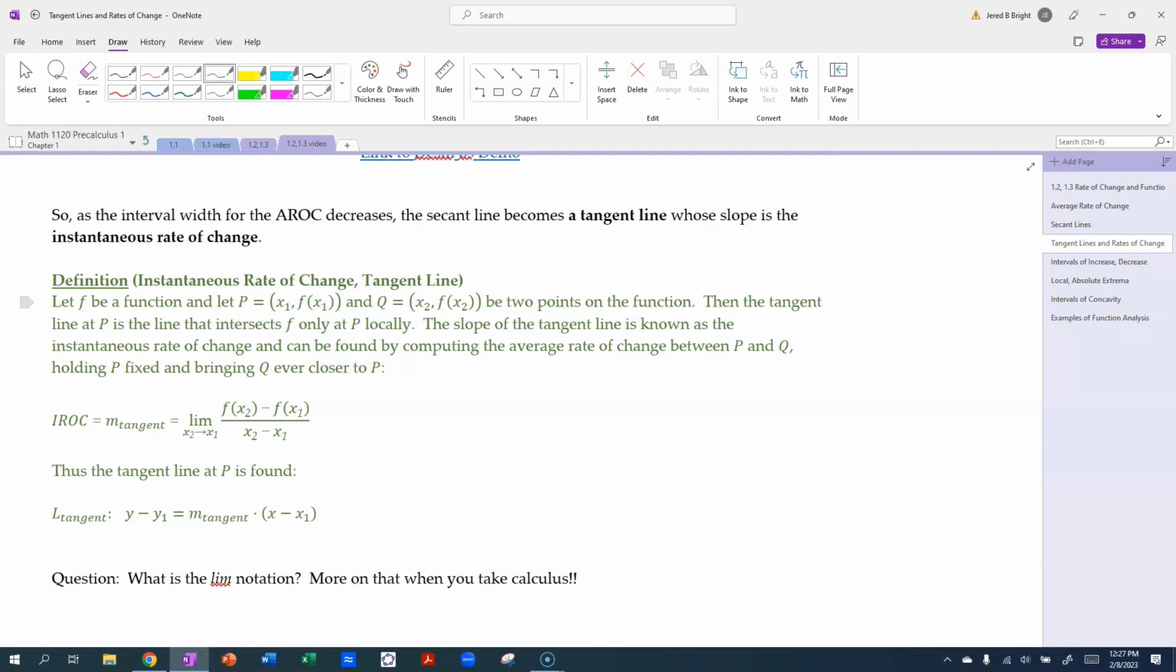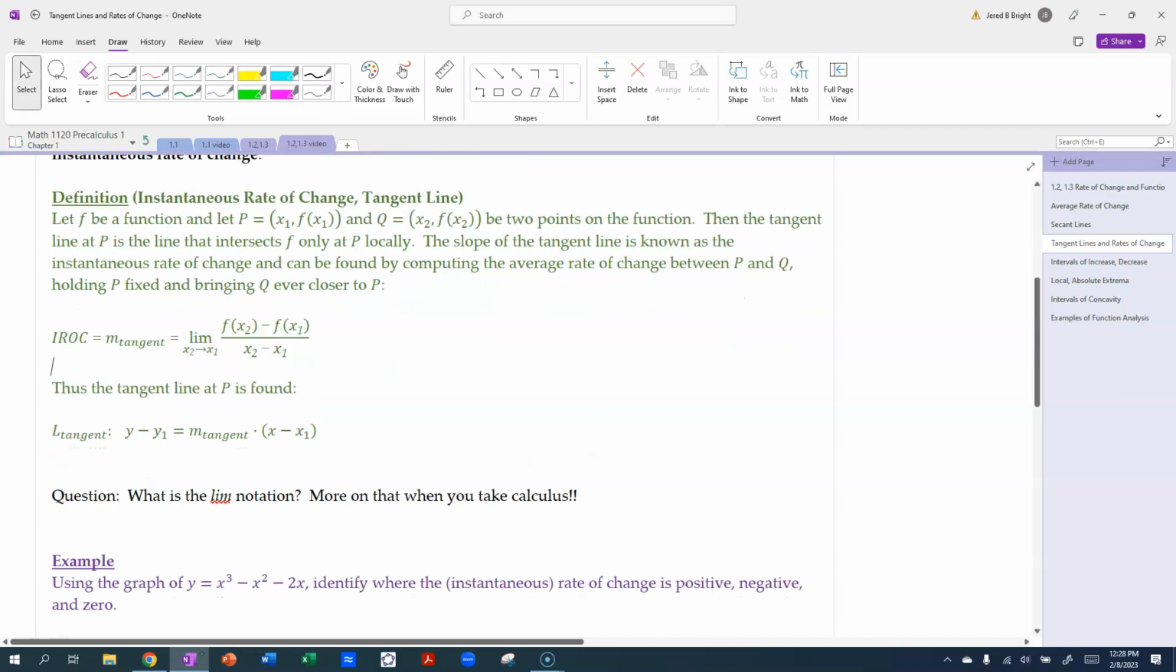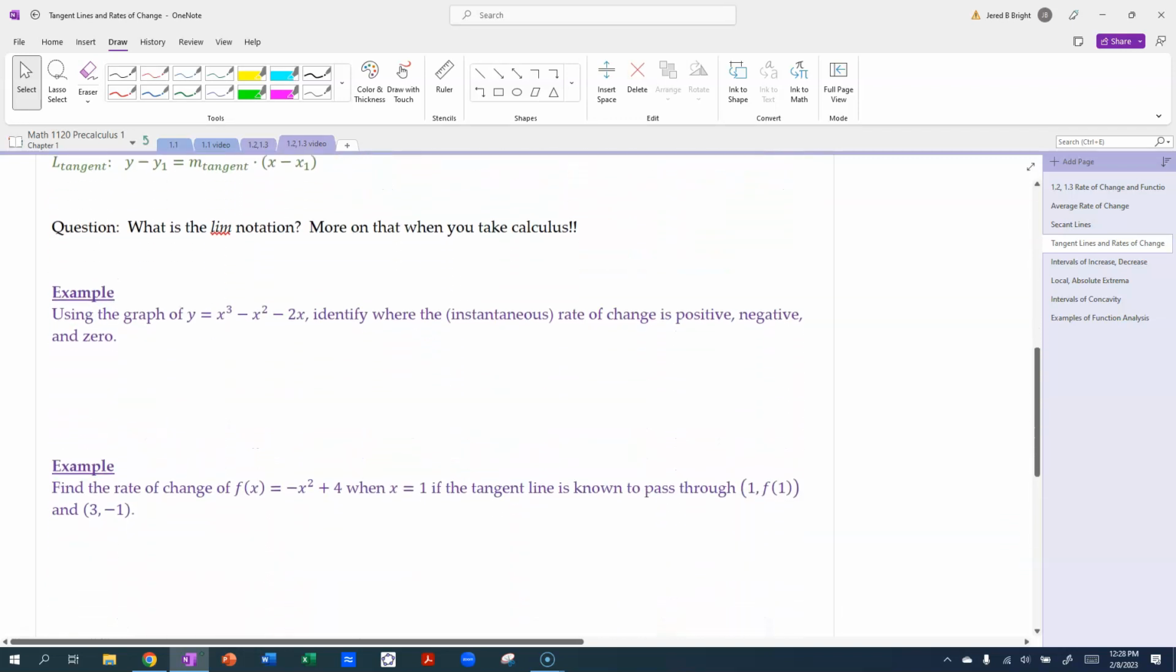So we have P and Q, okay, here's the technical definition. To get the slope of the tangent line, the instantaneous rate of change, we have to do the difference in y's over difference in x's, and then there's this lim notation. All it's saying is bring x2 closer to x1. So that's, again, fix P and bring Q closer to P, right? And then we get a slope, or we can just estimate it, and we can construct the tangent line just by using point and slope, okay? So, yep, that limit notation, that's literally the first thing you see in calculus. So more on that when you take that class.